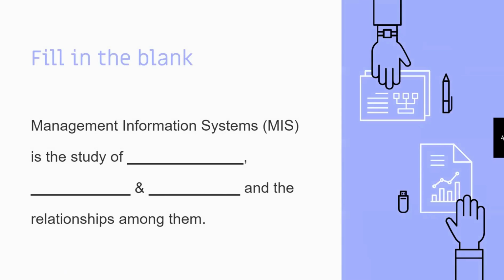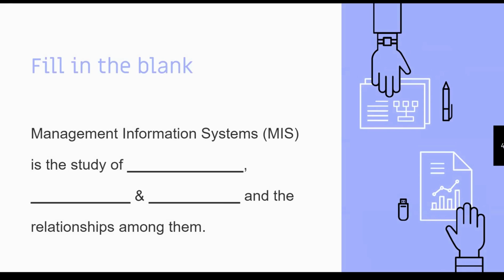So when we met on Monday, we spoke about management information systems. Now let's see who is paying attention. Management information systems, MIS, is the study of blank, blank, and blank, and the relationship among them. Technology. Technology, very good. People. Very good. And organization. Excellent. So you guys were paying attention.